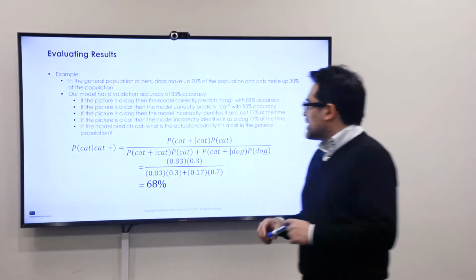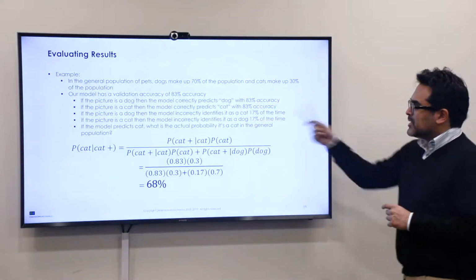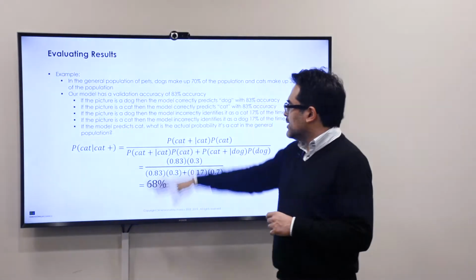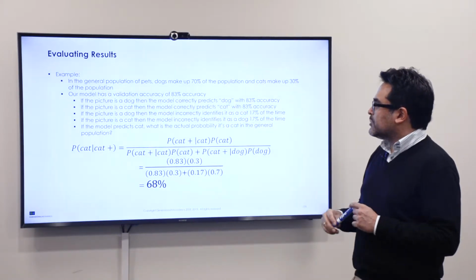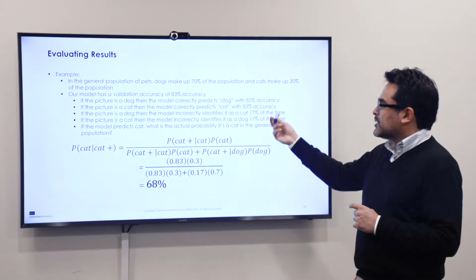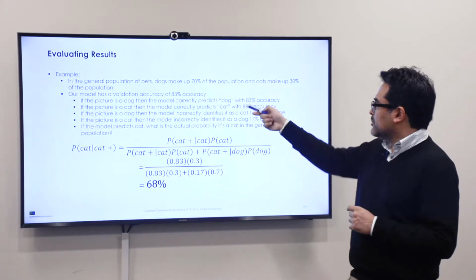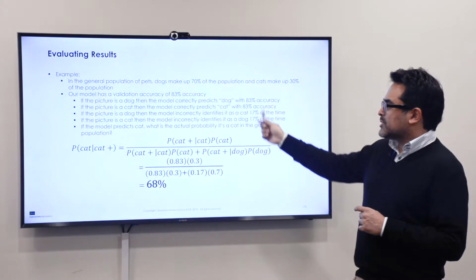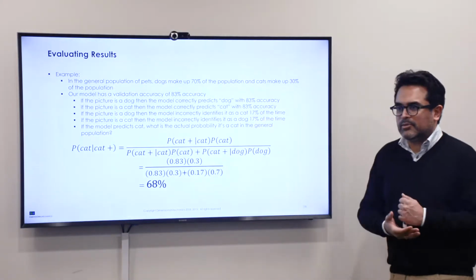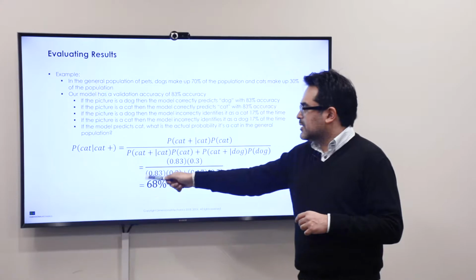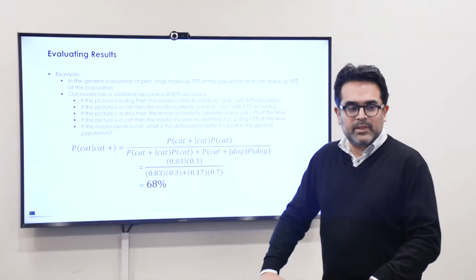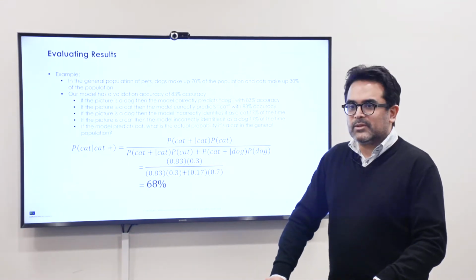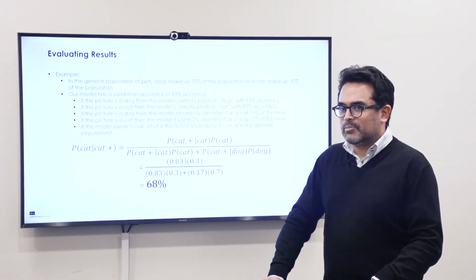This is the same thing, another example. If dogs make up 70% of the population and cats make up 30%, and the validation accuracy is about 83%, which basically means that if the picture is a dog, it correctly identifies it as a dog with 83% accuracy, and if the picture is a cat, it correctly identifies the cat with 83% accuracy, then it turns out that the overall accuracy of this model, given this population, is only 68%. So the population dynamics can severely distort the accuracy of your model.